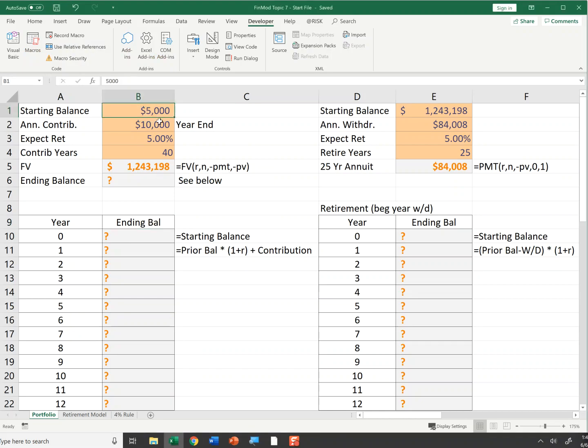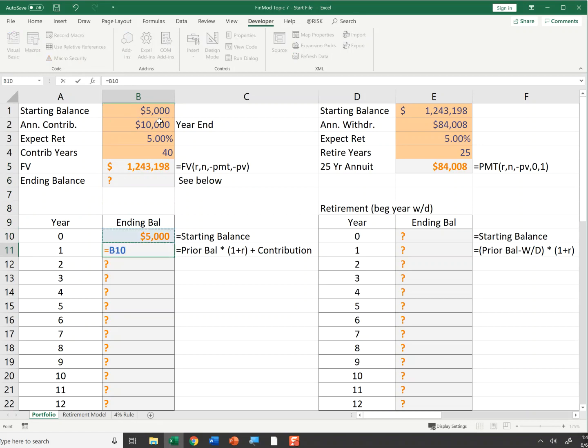And we have the inputs. $5,000 is my portfolio balance today. My contribution is $10,000. I'm going to make that contribution at year end, so 1 year from today. The expected return on that portfolio is 5%, and I'm going to make 40 total payments. Now I first will start off down here and say my portfolio will start off at $5,000.